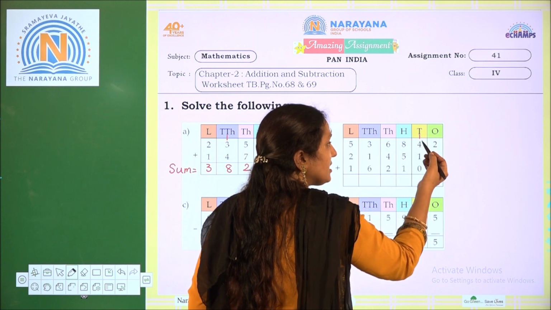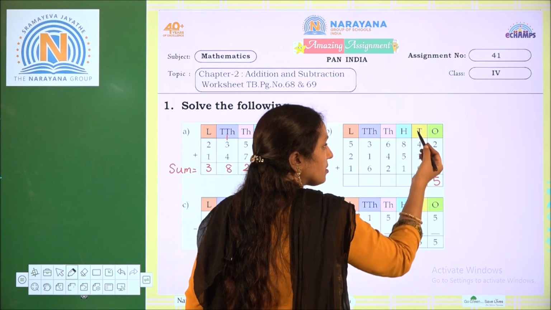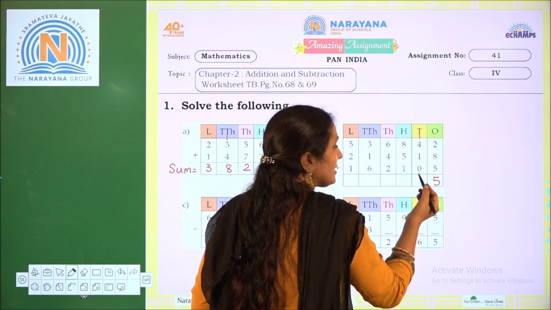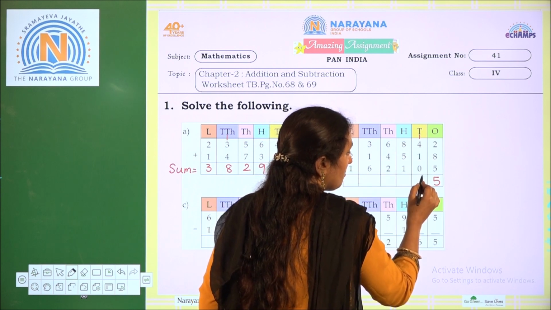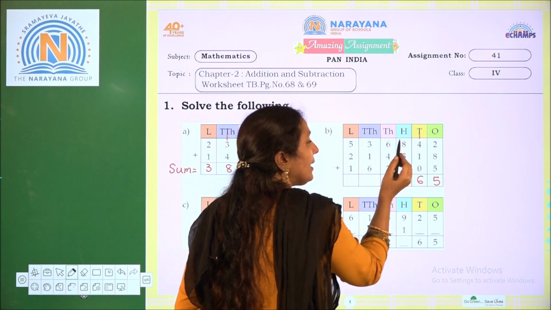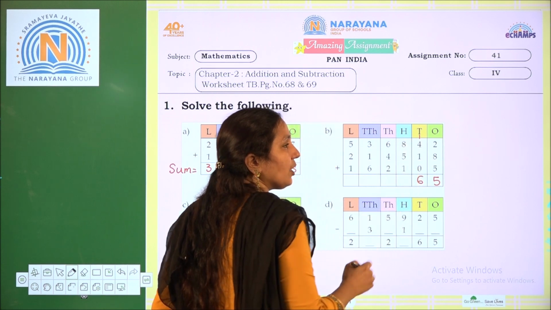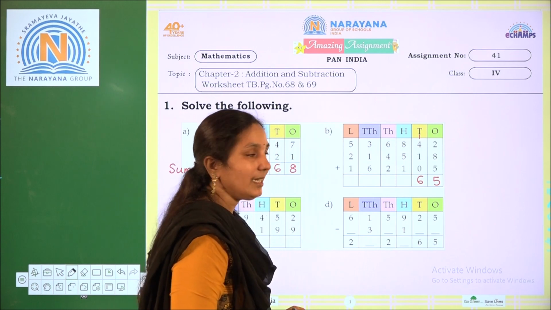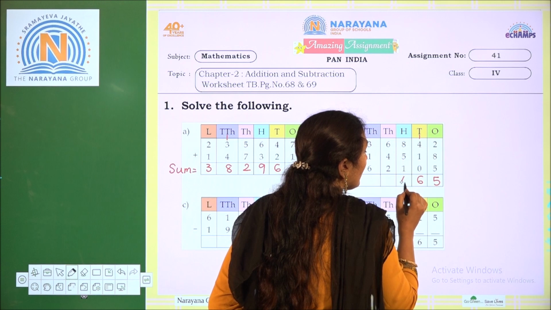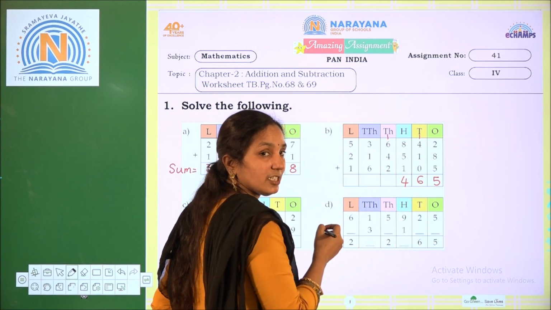So in the 10's column, 1 plus 4 plus 1 plus 0. So 1 plus 4 is 5, 5 after 1 is 6, 6 after 0 means here 6. Now add in the 100's column, 8 plus 5 plus 1. 8 plus 5 is 13, 13 plus 1 is 14. So in 14 we can write here 4, 1 regroup it.